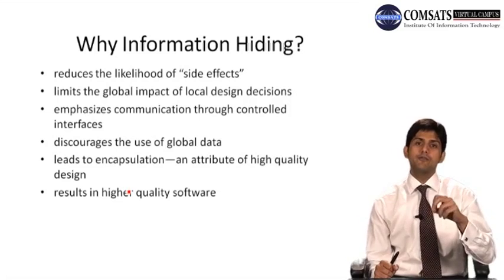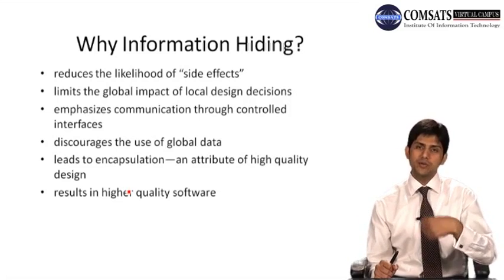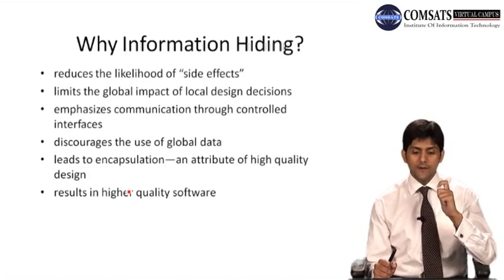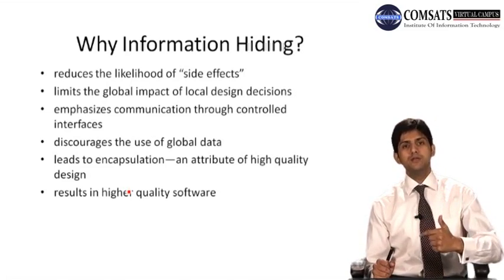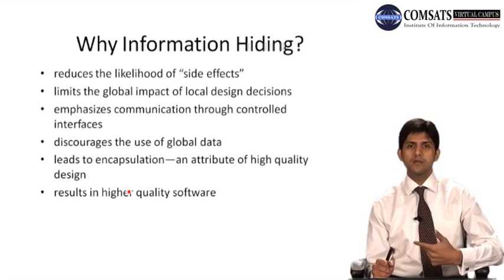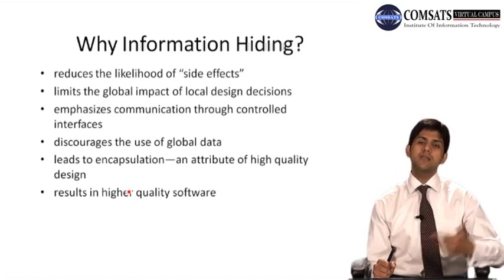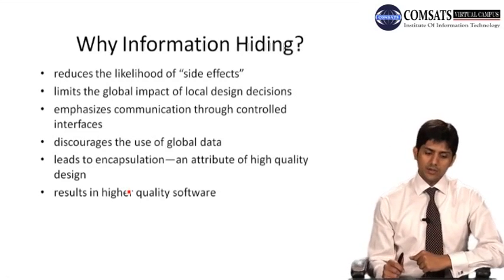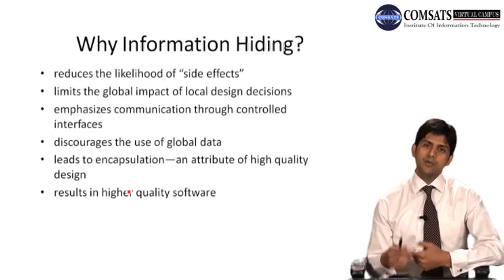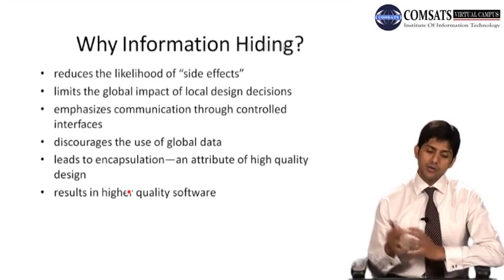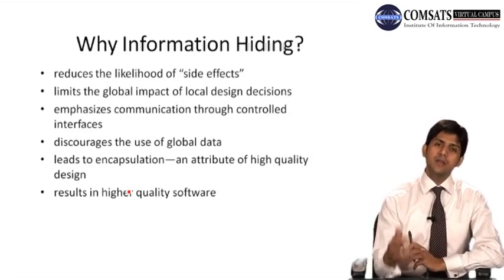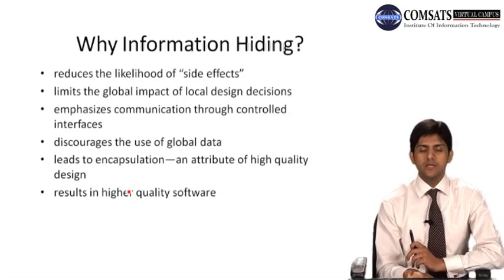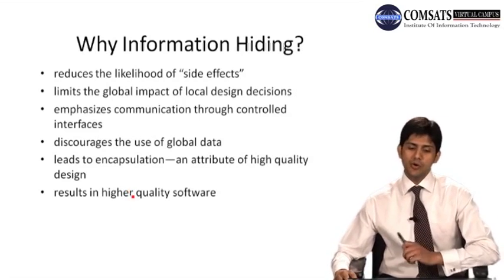Discourages the use of global data, and when you would have covered your course on object oriented programming and you discuss classes, this is something that your instructor would have told you कि you should learn to minimize the use of global variables, ठीक है, क्योंकि जब आप ग्लोबल बना देते हैं किसी वेरिएबल को तो सारी क्लासेस उसको एक्सेस कर सकती हैं, तो you lose control on that variable, ठीक है। So it leads to encapsulation, an attribute of high quality design, or results in high quality software, ठीक है। So information hiding is really important क्योंकि it minimizes the impact the other modules can have on your module, ठीक है। So information hiding is a very important design principle.